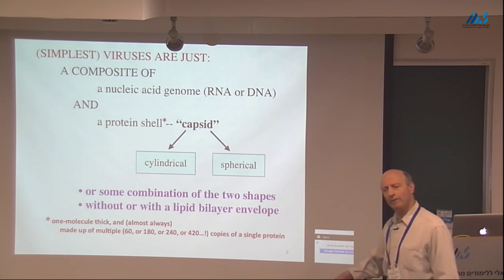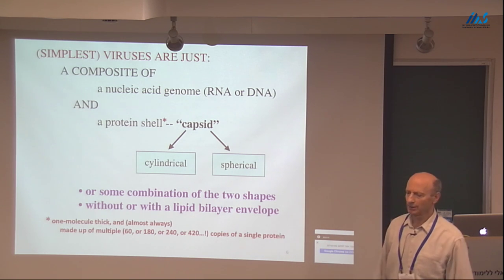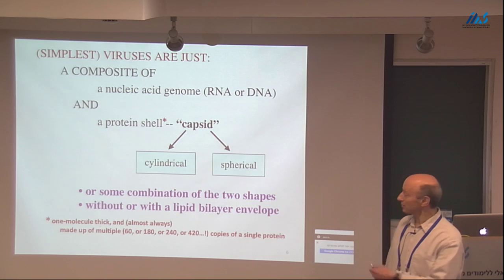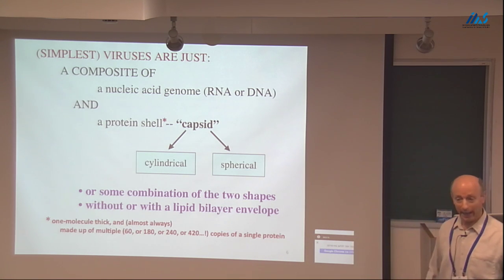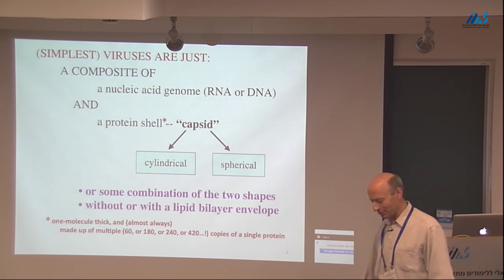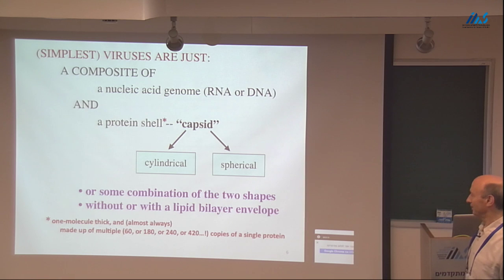And one of the viral gene products is a protein that spontaneously, in an interesting self-assembly process, forms a protective shell for the virus genome and helps the virus get in and out of cells. We'll be hearing from Steve Harrison about viral entry.